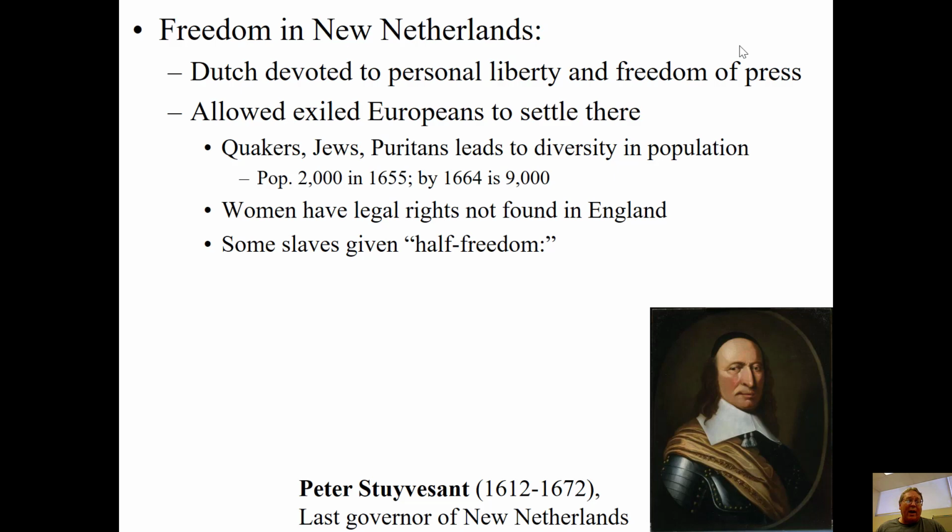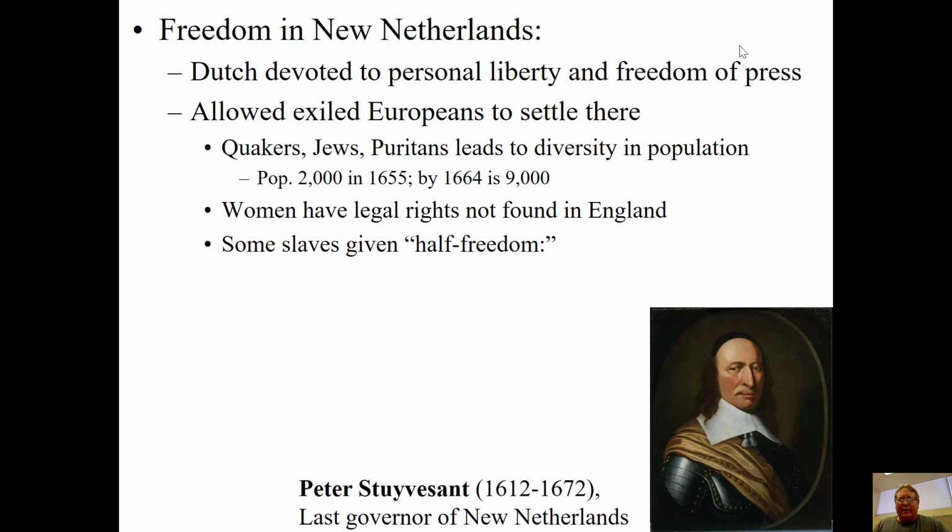In 1655, when the Dutch take over New Sweden, there's only 2,000 people living in the Dutch colony of the New Netherlands. They know that this thing is fragile. But they open up to Quakers. That is a type of English Protestant. They open themselves up to Jews. Some of the first synagogues in the Western Hemisphere are in the Dutch colony. Synagogues are a Jewish type of religious temple.